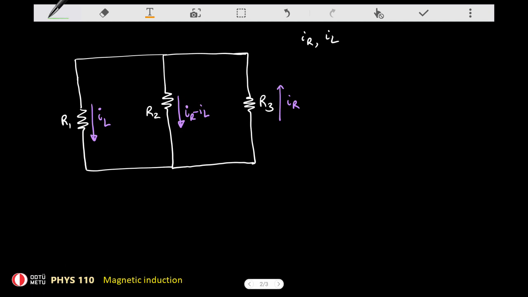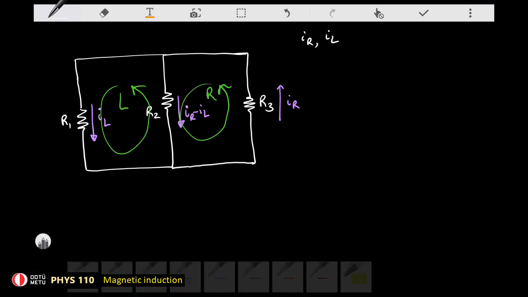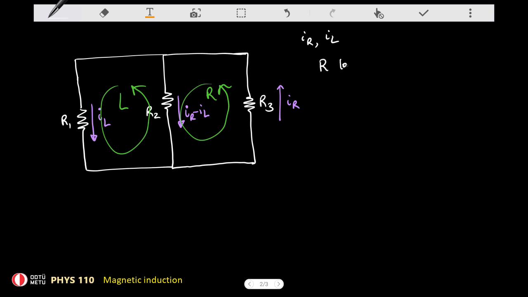We have to choose two loops, and most of the time people use the same loops in here. So we have a right loop and a left loop. I'm going to use R and L as the symbols for representing these two loops. For each of these loops, we write down the loop rule. The loop rule is essentially when you go around the loop, you sum over all of the EMFs that you meet, and that's equal to the sum of the resistance multiplied with the current values.